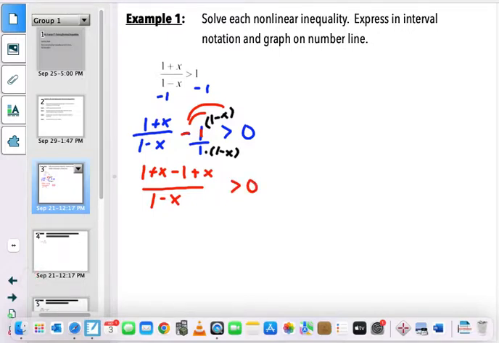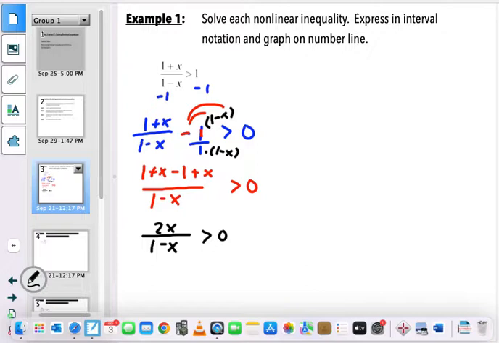So I'm going to combine my like terms over here on the left-hand side, and then we're going to have a nice one fraction. So 1 minus 1 there is gone. 1x plus 1x is 2x. So I get 2x all over 1 minus x is greater than 0.